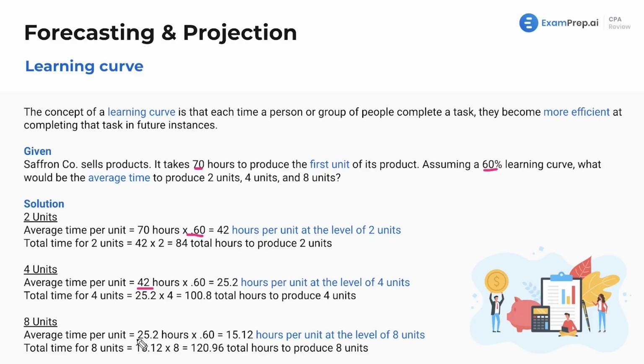Nothing too crazy. Now we have our new basis of how long it takes to make a unit, 25.2 hours times 60% efficiency, 15.12 hours per unit at the level of 8 units, because we're just pumping these units out, economies of scale, thinking back to economics. The more you do something, the more efficient you are at it, the cheaper it is per unit. Total time for 8 units, 15.12 hours times 8 is 120.96 total hours to produce 8 units.